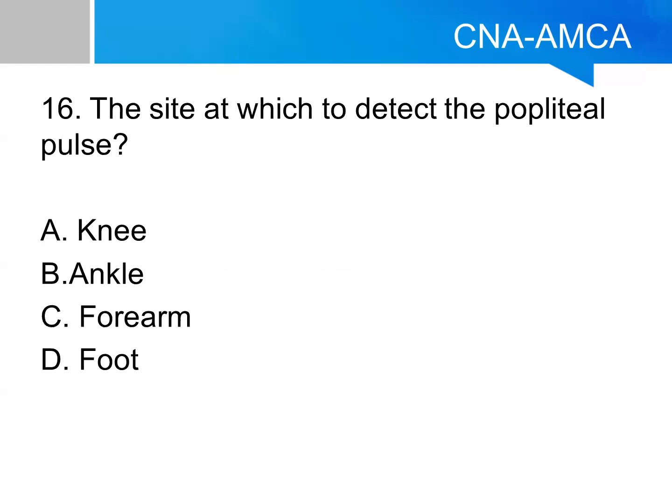Question number 16. The site at which to detect the popliteal pulse. A. Knee, B. Ankle, C. Forearm, and letter D. Foot. What is the correct answer? It's letter A. Knee.